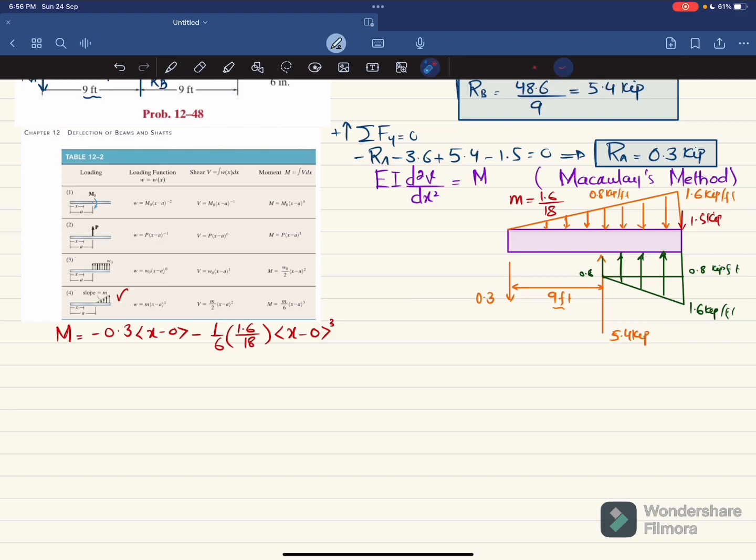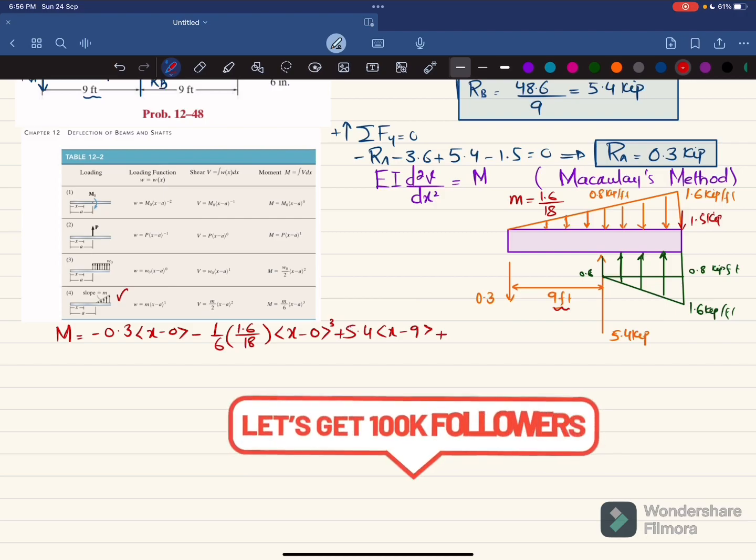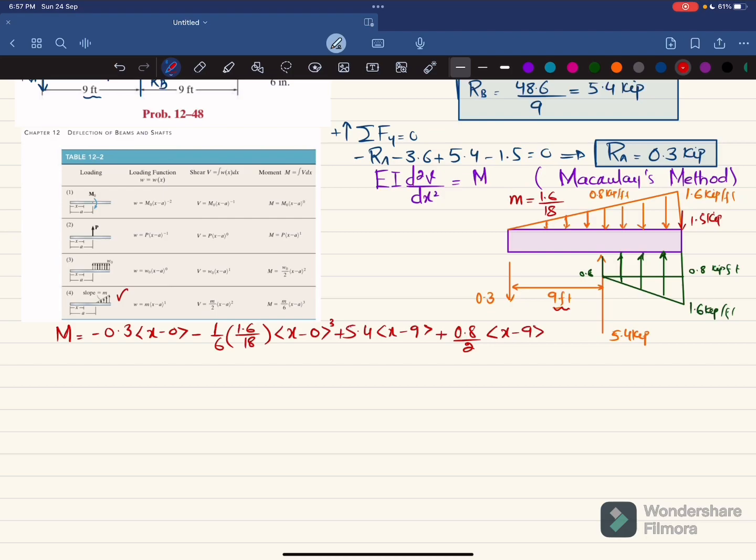The third load is this load, which is 5.4, and this is upward, so we will use this equation. So plus 5.4 into x minus a, where a is 9 for this. So x minus 9 power 1. The fourth load is this uniformly distributed load of 0.8 kips per feet. So distributed load is like this. So I will write this load is upward. So it will be plus w naught, 0.8, divided by 2 into x minus 9 power 2.